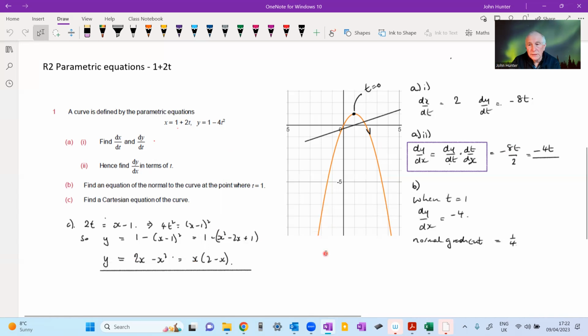Okay, so that is that. It's a relatively straightforward one, but fairly typical of these kinds of questions. Certainly find dy/dx in terms of t and find a Cartesian equation of the curve. Those are two very common themes in these kinds of questions.